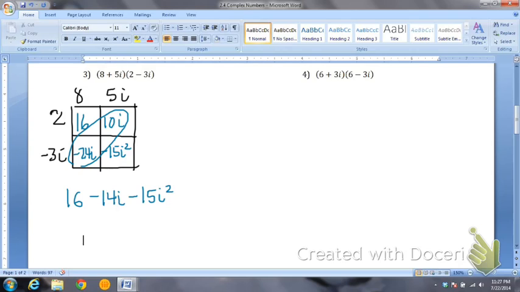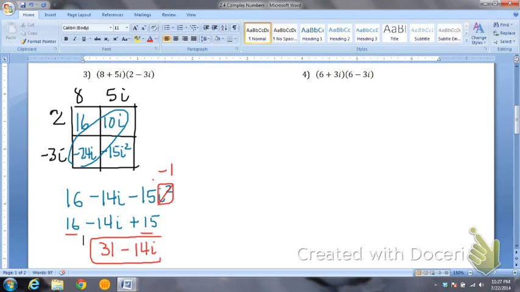Remember at the beginning of the lesson when I said, don't forget, when you have i squared, it always becomes -1. So what we're going to do is multiply 15 times negative 1. So I can rewrite this as 16 minus 14i plus 15. Right? Because a negative 15 times a negative 1 is a positive 15. And now you would say we're not quite finished because now I can combine 16 and 15. So 16 plus 15 is 31 minus 14i. Remember, if it's just regular i, we leave it. The only time we change it is with i squared.